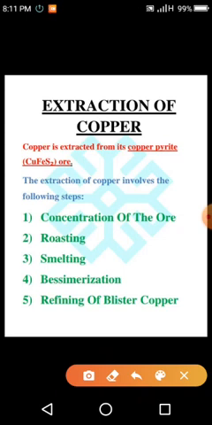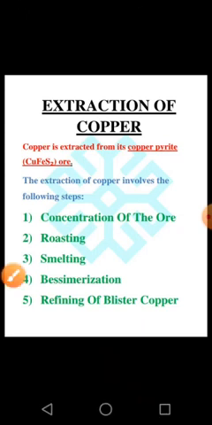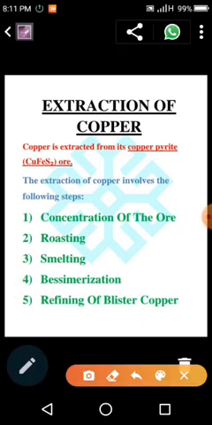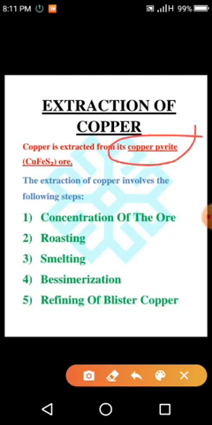Similarly, there are many ores of copper, such as copper pyrite, chalcopyrite, and many others. But we use copper pyrite ore for the extraction of copper. You can see that is copper pyrite ore, and the formula is CuFeS2. It is the cheapest ore for copper. It is known as the sulfide ore of copper that contains approximately 6% of copper.